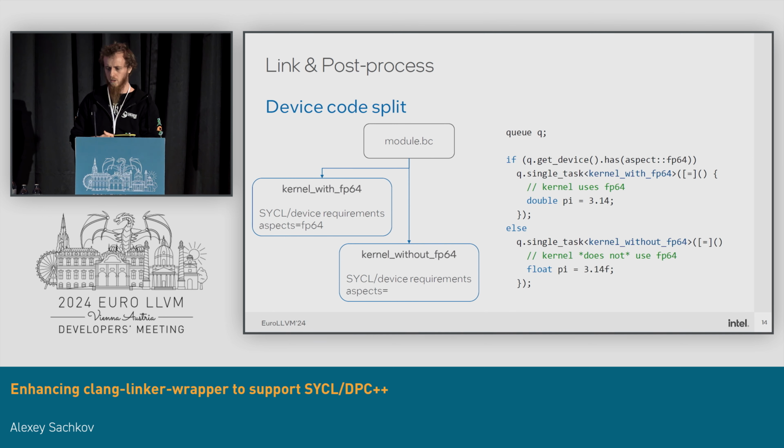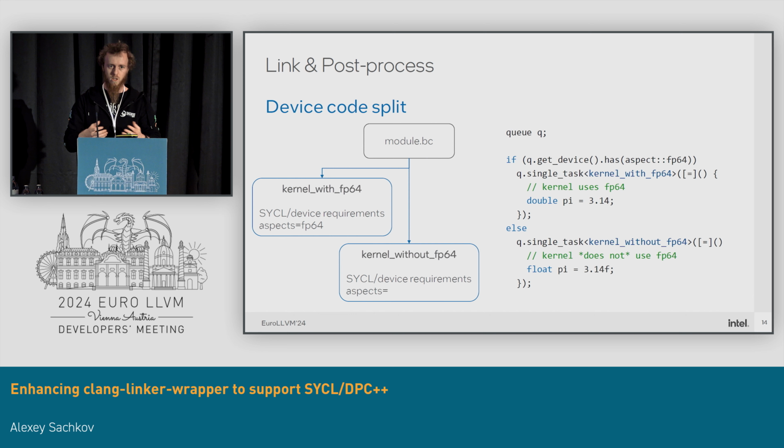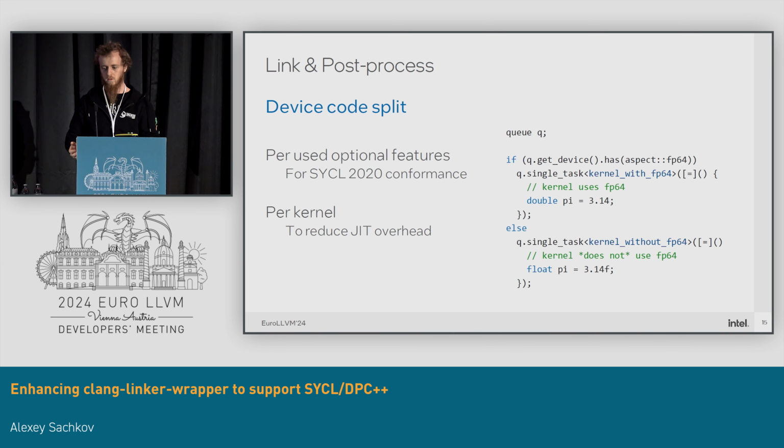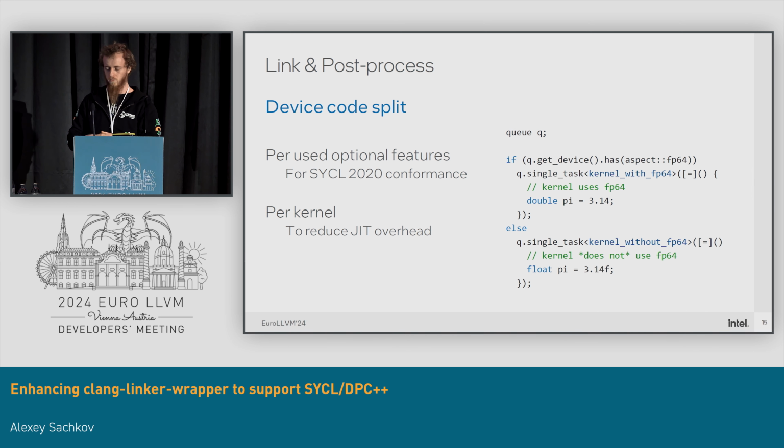Another, I think quite unique, thing we do in post-processing is called device code split. Let's say we have this SYCL application which tries to be portable, and before submitting kernels, it checks which features are actually supported by a device. In this case, if both kernels were in a single device image, JIT compilation could fail because a certain kernel contains unsupported features and the JIT backend just fails to accept that. So we split kernels into separate modules based on the optional kernel features which they use. We support different methods of splitting: per kernel, per source, and per optional features.